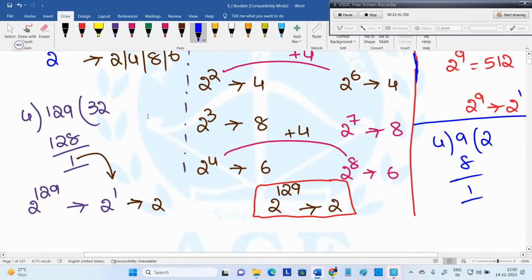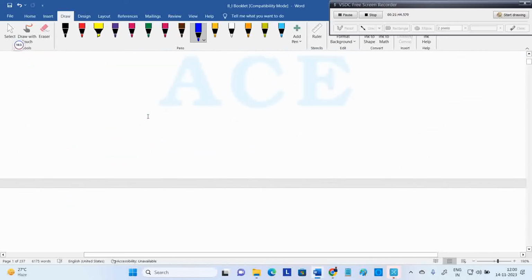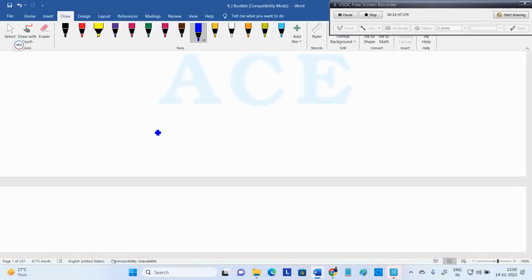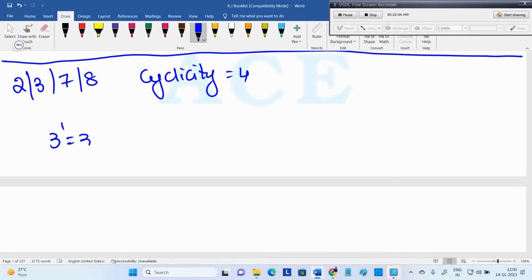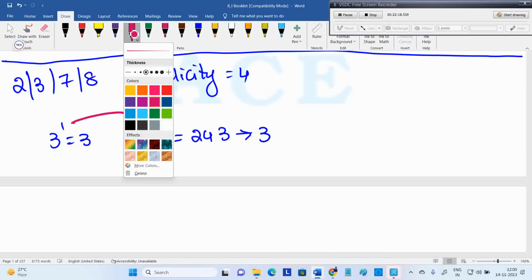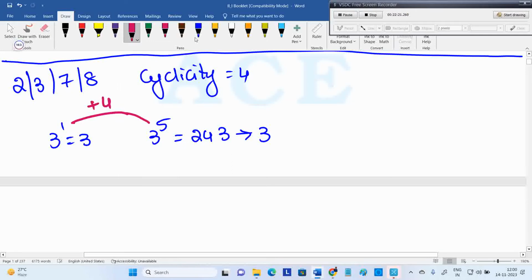Right, okay. Then, now what is the approach I just want to convey to you people is, see, it is not only for 2. I discussed for 2, right? I said for 2, 3, 7, 8 also cyclicity 4. How, sir? You just check it out. 3 power 1 is 3. Okay. 3 power 5 is 243. Both ending with units place 3 only. After every 4 powers, both are ending with 3 only.